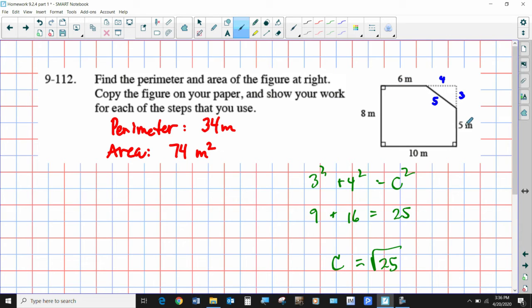6 plus 5 is 11, plus 10 is 21, plus 8 is 29, plus 5 is 34. Now, finding the area, that's a little bit trickier.